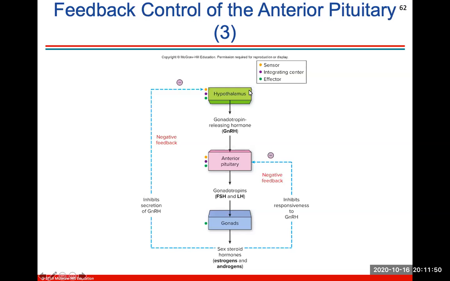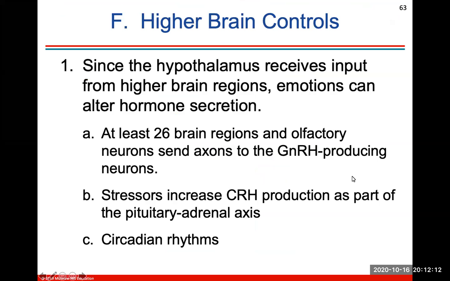This kind of flow chart is a great way to learn the hormones and where they're coming from and what the target organ is. So I would go through and take each of the hormones and list out what the releasing hormone is, what it acts on, whether it's the anterior or posterior pituitary, and then what it will release and what its target organ is.